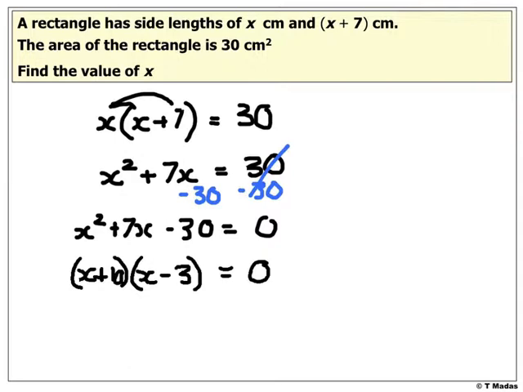To solve this then from here, either this bracket must be 0, in which case x would be minus 10, or this bracket must be 0, in which case x would be 3. So x is minus 10 or 3. Of course, one of those answers doesn't make any sense because you can't have a side length of minus 10. So the only one that's actually relevant is the 3. So the side length x must have been 3.